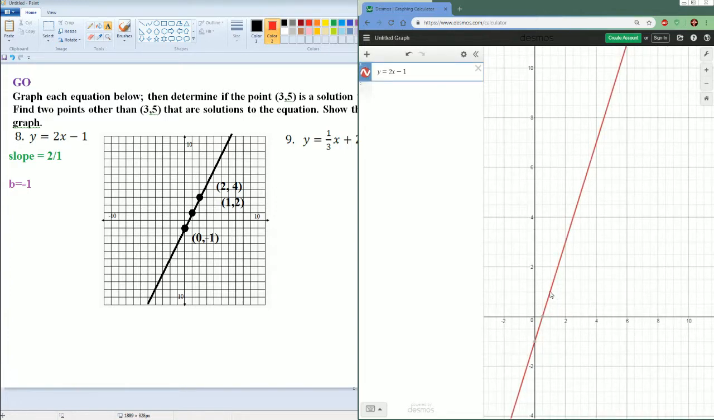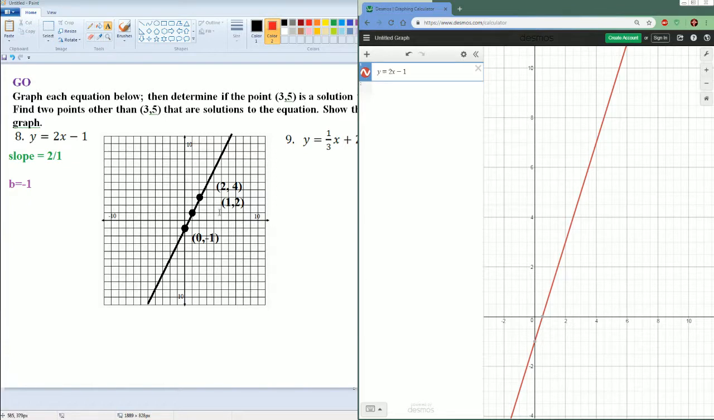So the first one was a 0, 1. The next one was 1, 1. The slope was 2 over 1, right? And the next one should have been 2, 3. The next one would be 3, 5. Haha, that's why I was off.